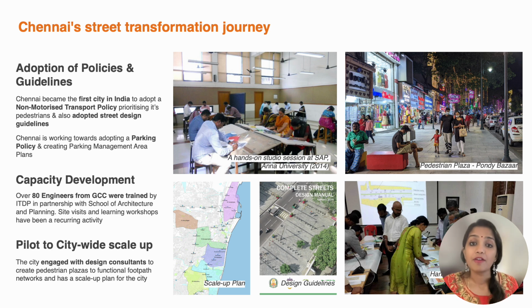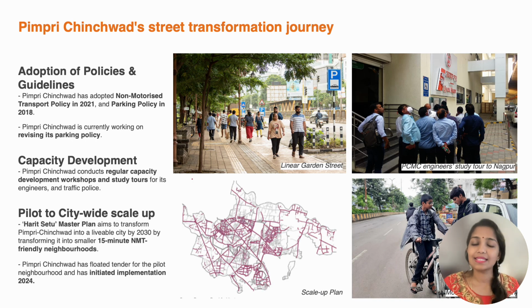Currently, the city, from the initial 20 streets, has implemented over 150 kilometers of streets over the last decade, is looking to further expand this by another 100 kilometers, and has also created a pedestrian plaza in the city as well. The next city that we're looking at is Pimpri-Chinchwad.